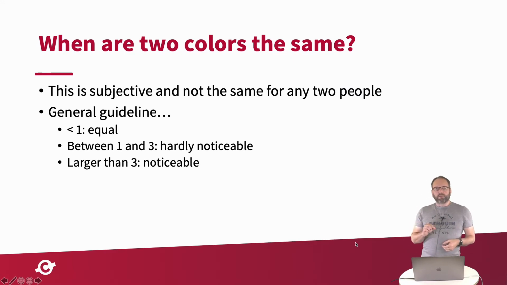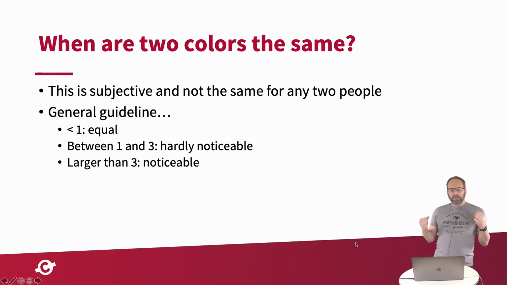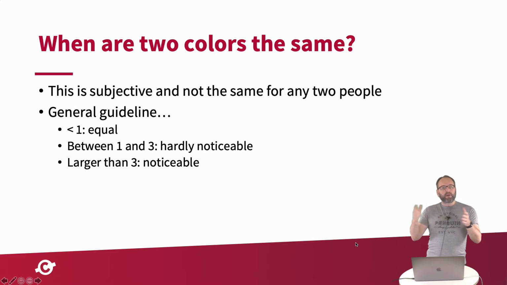When are two colors the same? Because what delta E does, it gives us a number, and this number can be 0. If it's the same color, it's going to be 0. That's very confusing. If it's the same point in three-dimensional space, so if instead of this I have 2 points that are identical, then it's going to be 0. Or that number can be a positive number. So when are two colors the same?